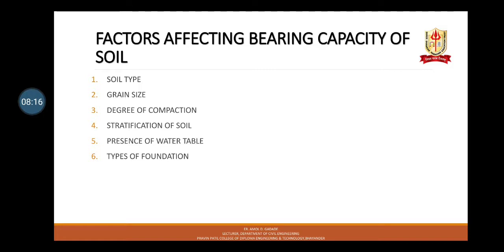Stratification of soil. If the stratification is perpendicular to the direction of loading coming on the soil, the bearing capacity is maximum. Fifth one is presence of water table. The bearing capacity of soils decreases with the presence of water table. The higher the water table, the lesser is the bearing capacity. Last one is types of foundation. Bearing capacity of soil for a shallow foundation is less than that of a deep foundation.